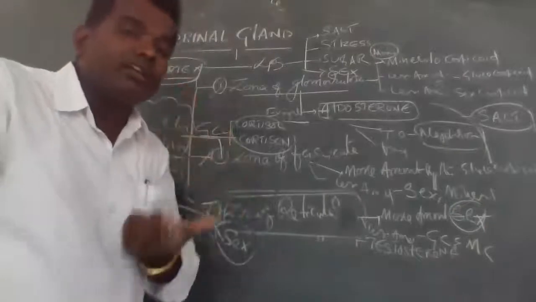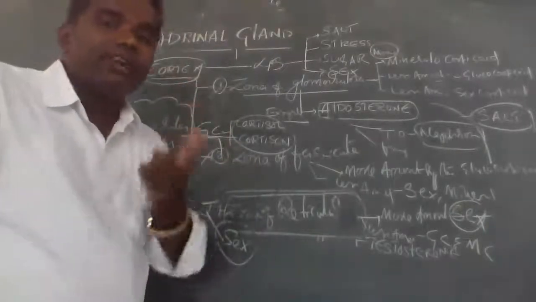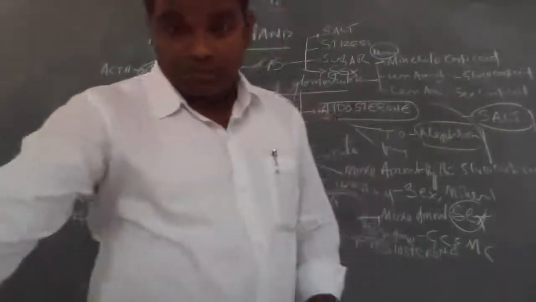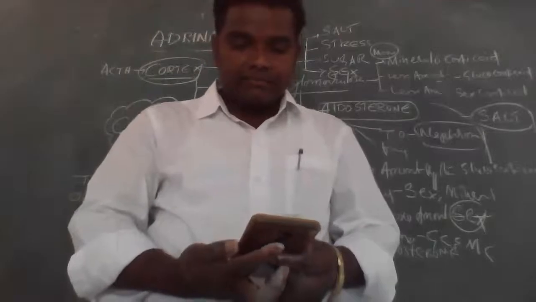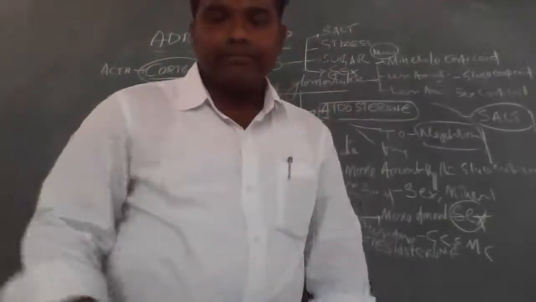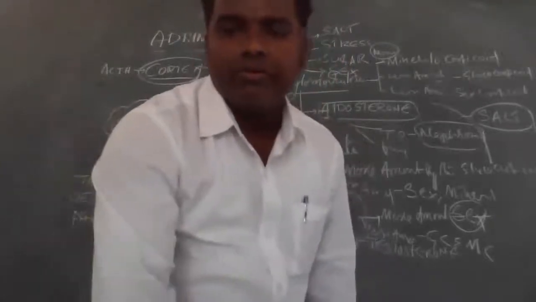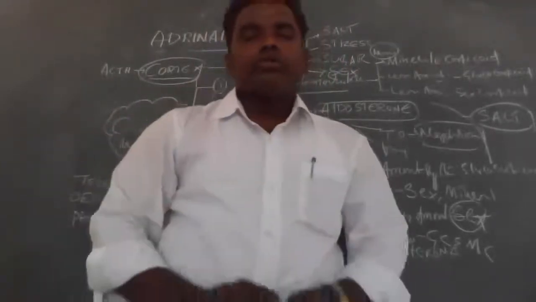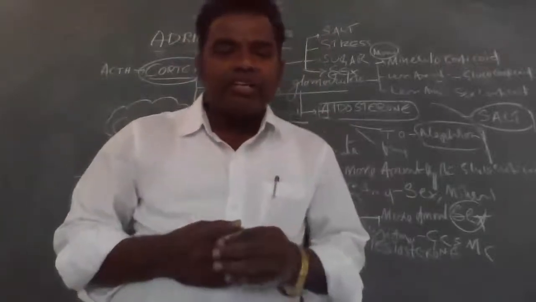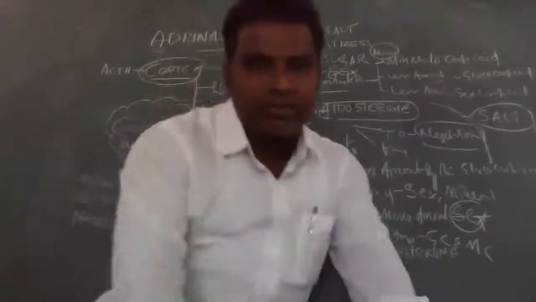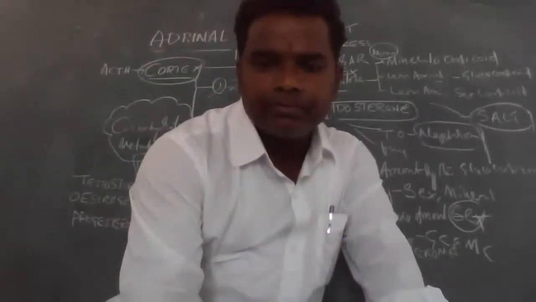There are also abnormalities of the adrenal gland. We'll explain them one by one. And before the abnormalities, there is also the medulla. The medullary hormones are adrenaline and noradrenaline. What is the function of adrenaline? What is the function of noradrenaline? Tomorrow we will discuss. Today the session is completed.